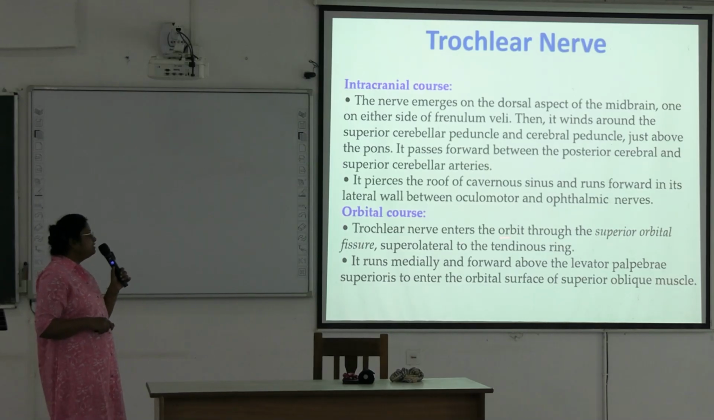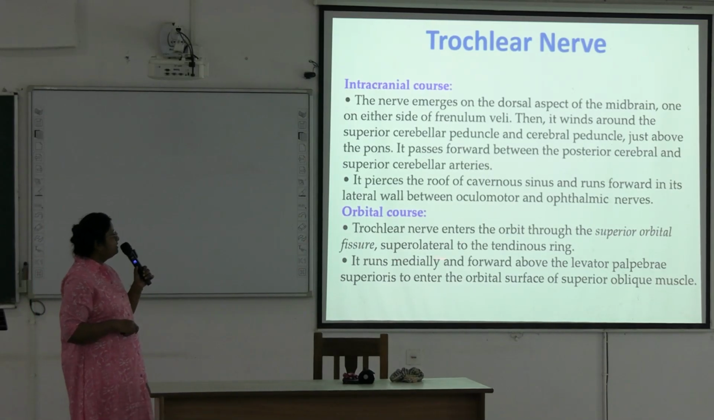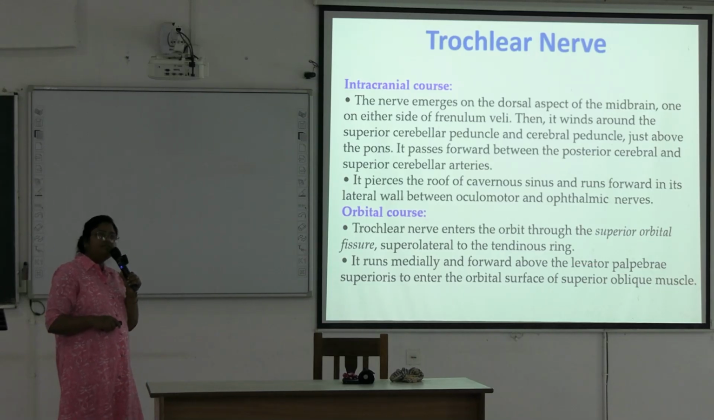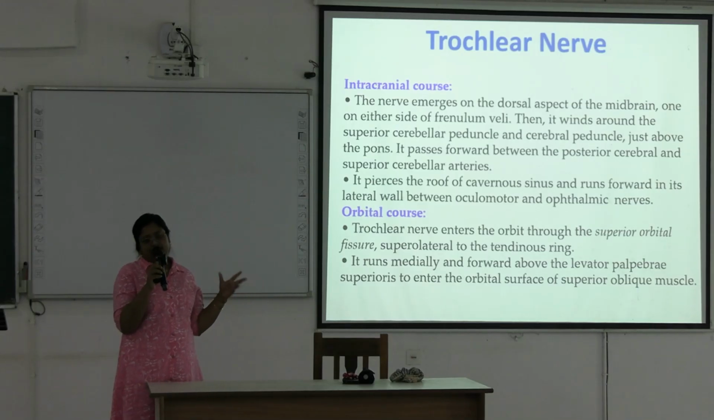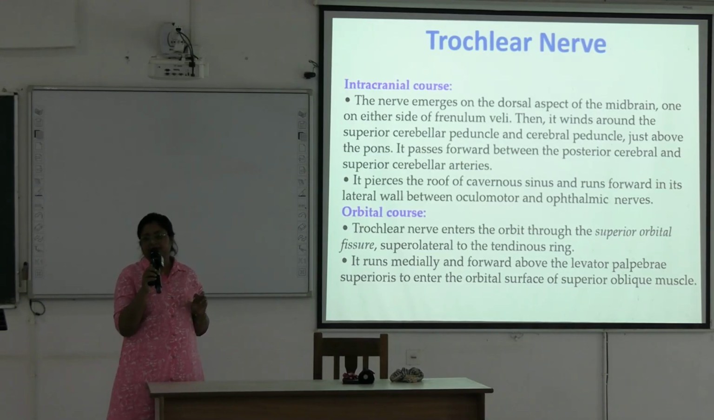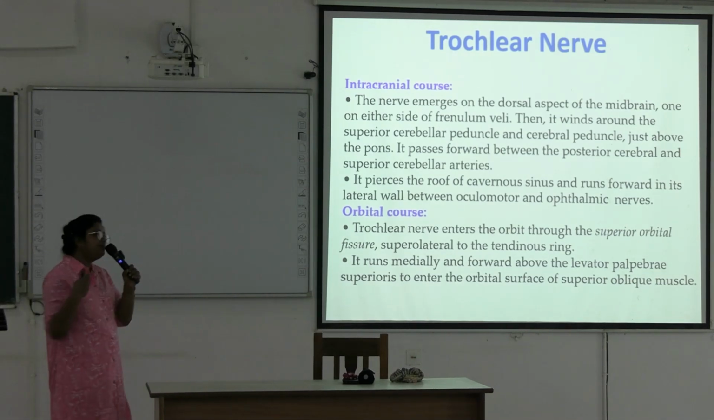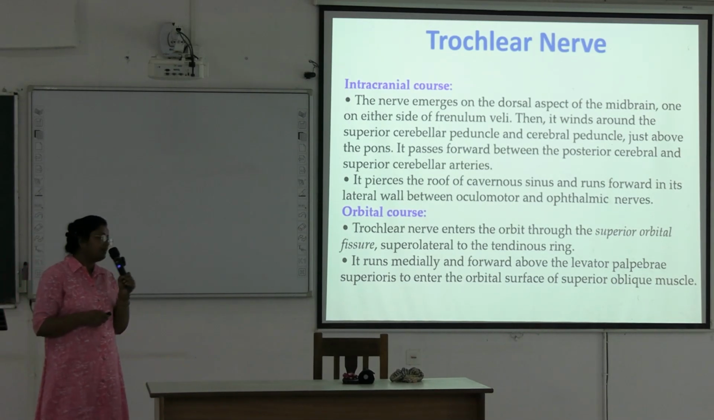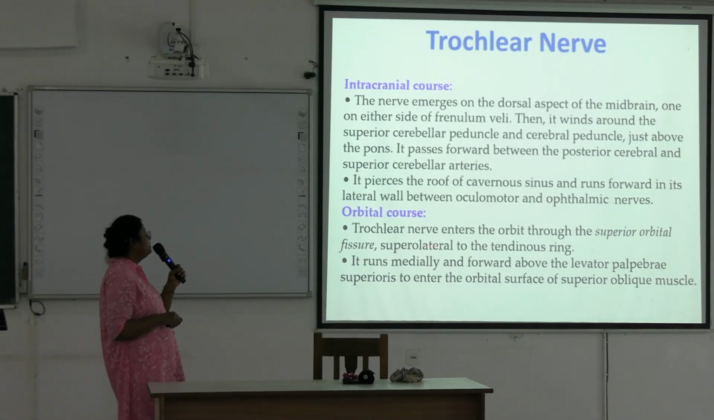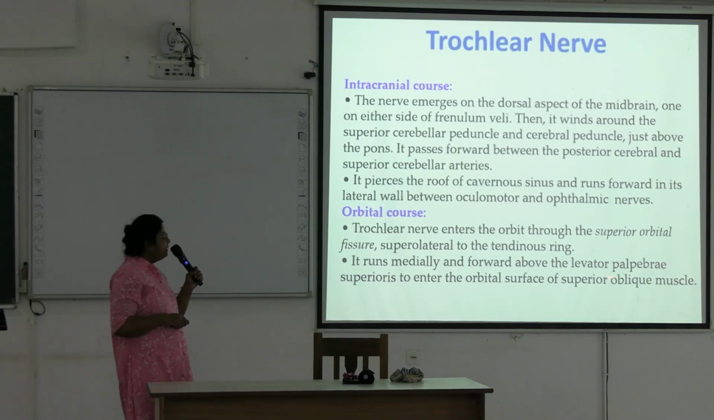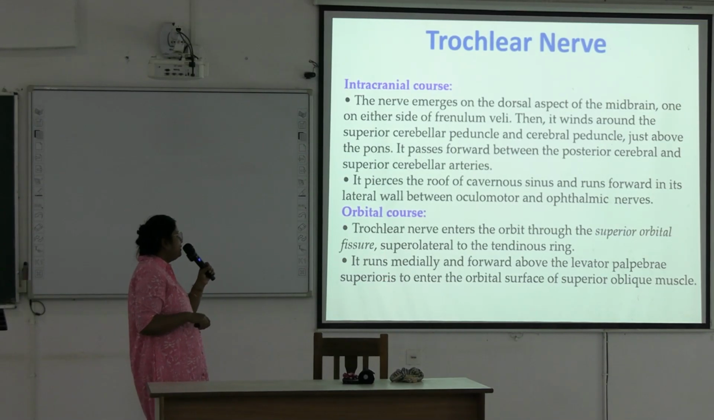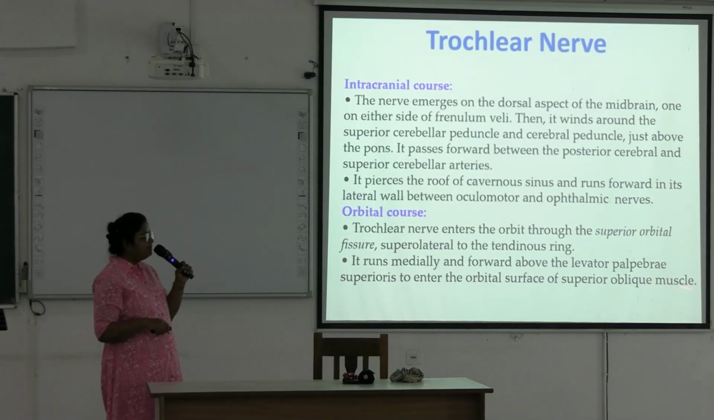The trochlear nerve enters the orbit through the superior orbital fissure superolateral to the tendinous ring. The superior orbital fissure is divided into 3 parts by the tendinous ring. Tendinous ring forms the middle part. There is a superolateral part and inferomedial part. So you have to know which structures are passing from which part. This trochlear nerve passes superolateral to the tendinous ring, and it runs medially and forward above the levator palpebrae superioris to enter the orbital surface of the superior oblique muscle.